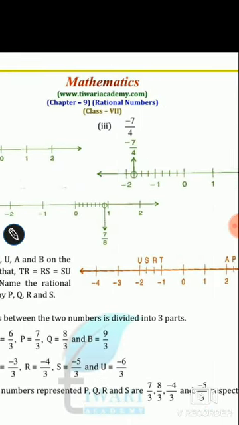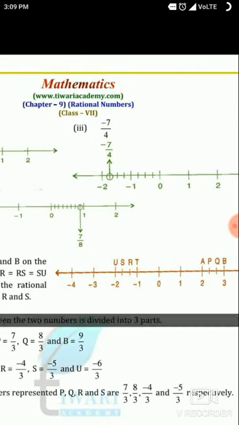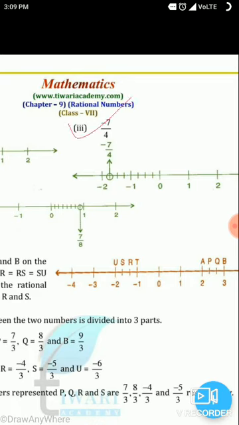Now see question number 3, minus 7 upon 4. So see here this rational number is an improper fraction. Okay, but this method is also very easy. What we have to do, see here minus sign is there, so it comes on the left side of 0, right? Okay, and after that see what is the denominator: 4, right students? So we make equal 4 parts, okay, between 0 to minus 1 and between minus 1 to minus 2, correct? How many equal parts? 4 parts, right?